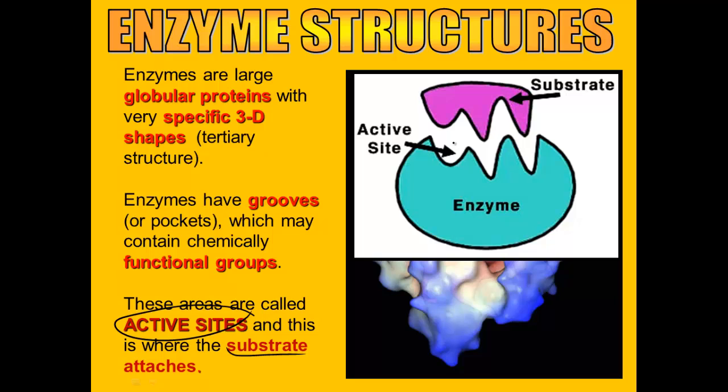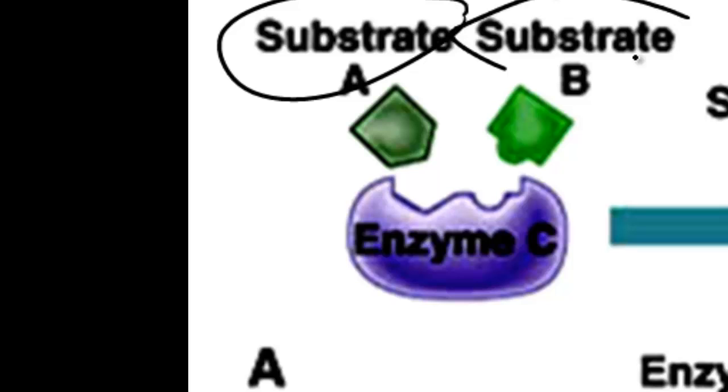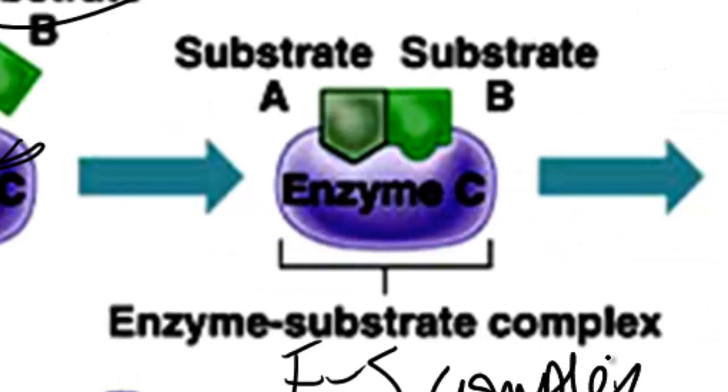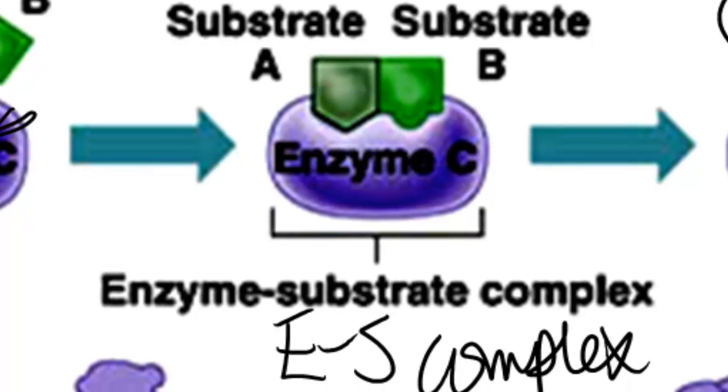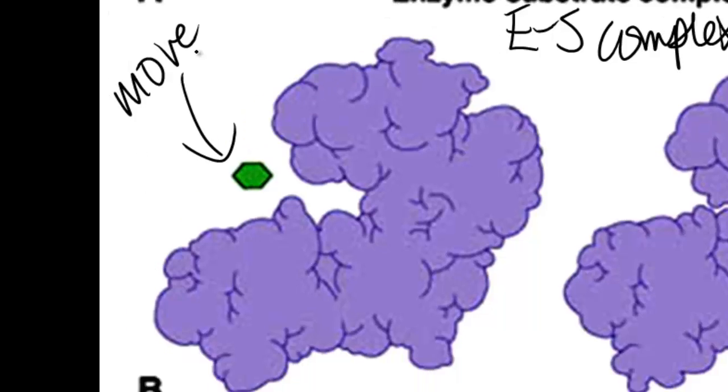If you look at this picture, this is kind of a cartoon picture. Here's the active site here. Enzymes are very specific, and they only fit one type of substrate. So if you look here, substrate A and substrate B will join the active site of this special enzyme. When they're joined, they're called an ES complex, and then the enzyme will in some way change those substrates to form a product. In this case, it synthesized them. It formed a bond between them.